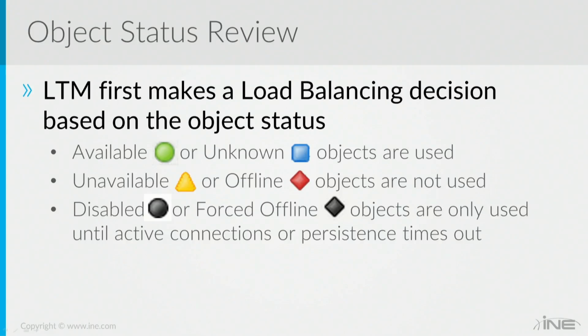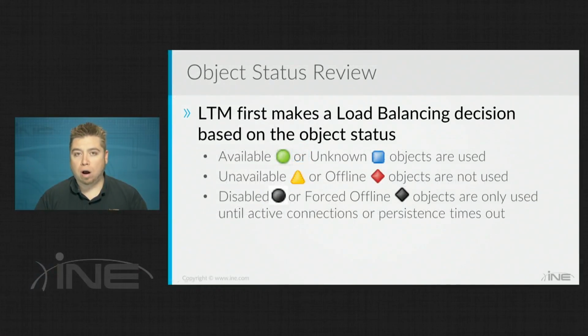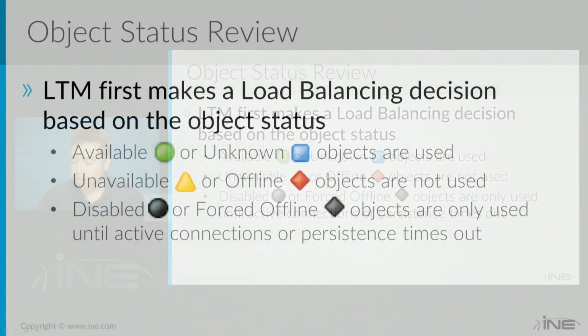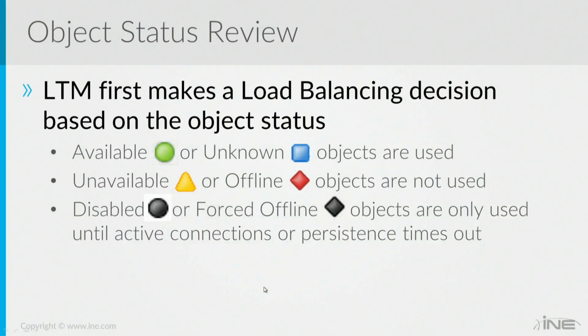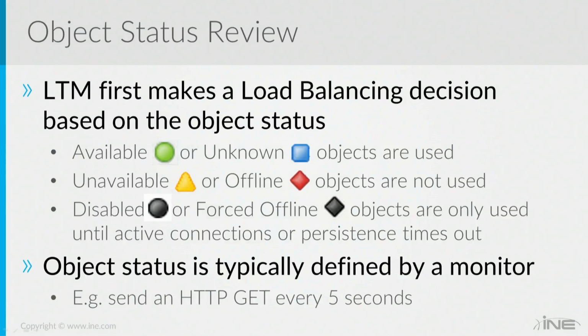Now, when the server, or the node I should say, is either unavailable or offline, we're not going to see any new sessions forwarded towards it. When we look at either disabled or forced offline, we'll see there are some minor differences between those two. One of them is going to allow for persistent connections versus active connections, and the other one, forced offline, is only going to allow the active connections. But in any case, the vast majority of the time we're going to be using some sort of health monitor here to make sure that we know correctly what the status of the node or the pool member is that we want to make our load balancing decision towards.